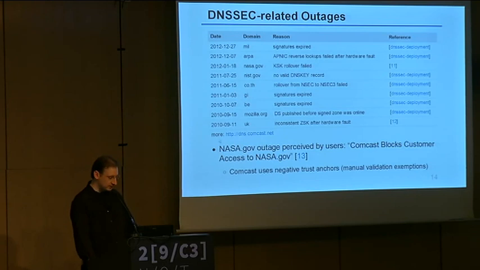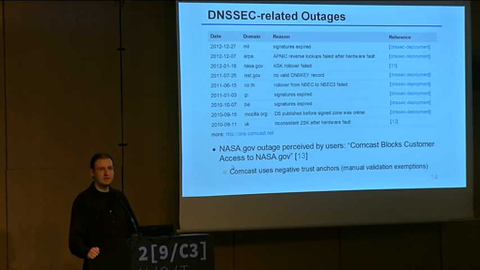Then you can see a list of different other errors. For example, NASA.gov. They made a mistake with the DNSSEC configuration. They had to roll over the keys, but something went wrong, and the whole domain was down. And what happens when validation for NASA.gov fails?